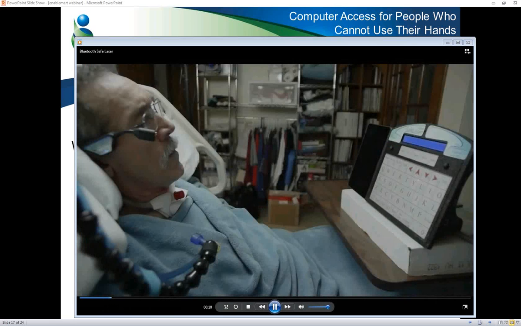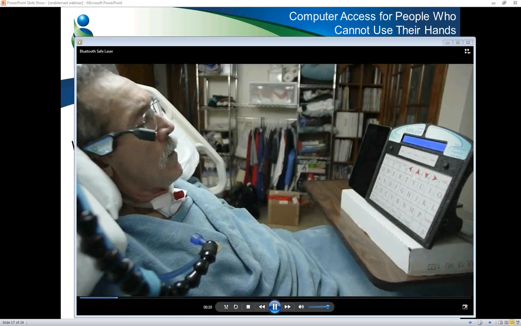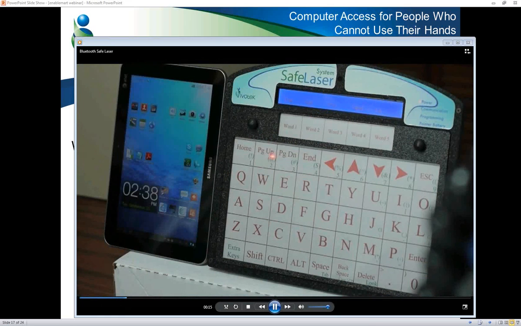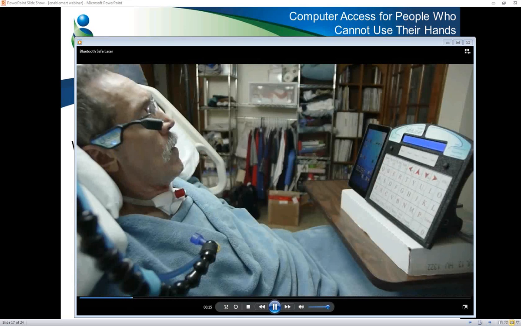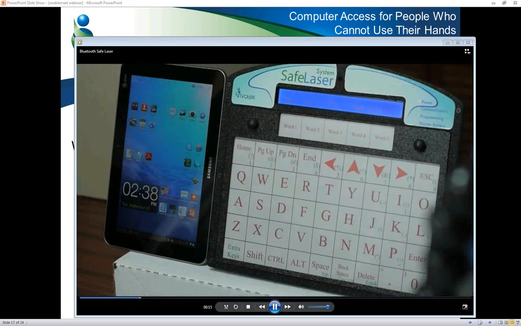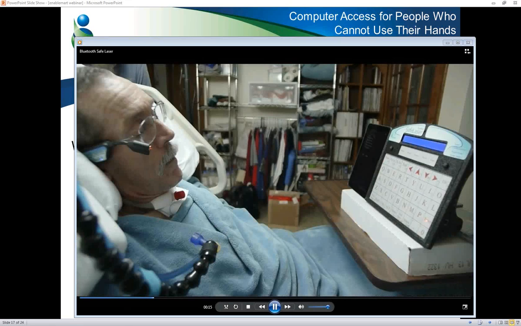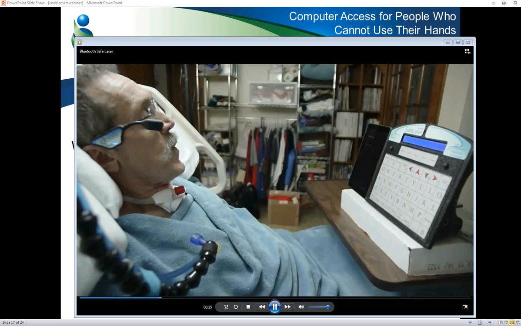Martin has a C2 spinal cord injury and is demonstrating the newest version of the InvoTek Safe Laser Access System, controlling an Android-based tablet wirelessly via Bluetooth. Watch as Martin searches the web for his favorite newspaper using a combination of the speech recognition built into the tablet and the laser keyboard. Fort Smith, Southwest Times.